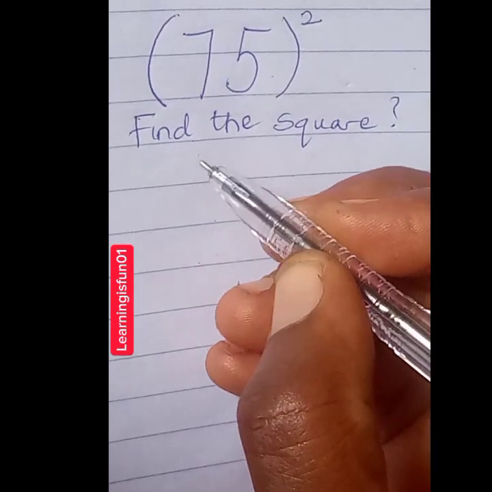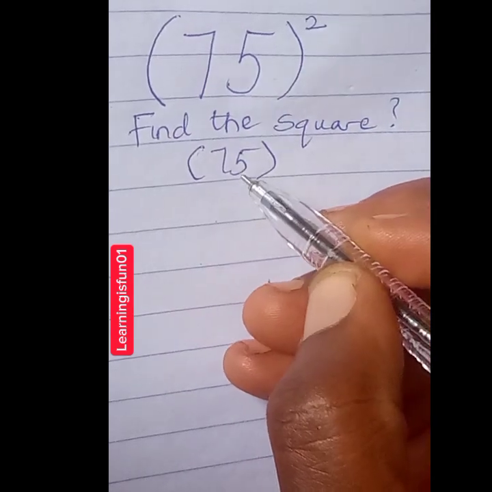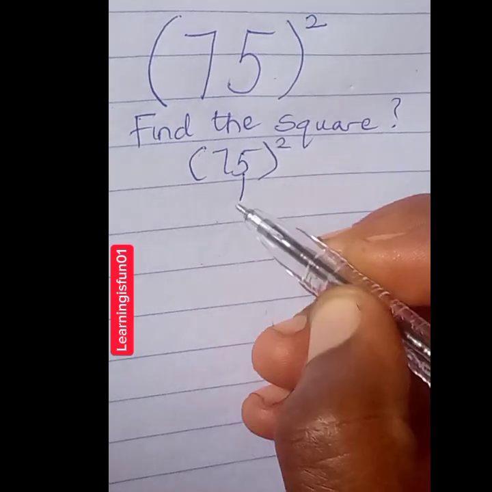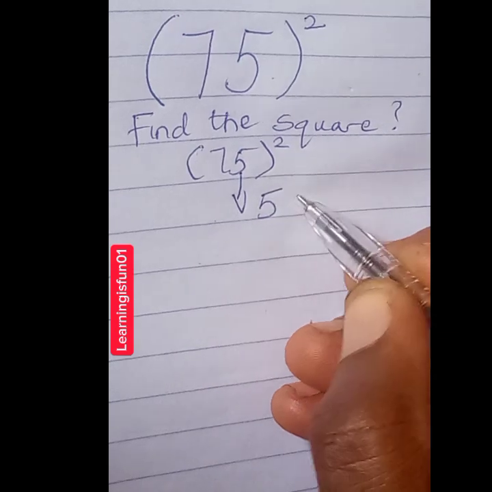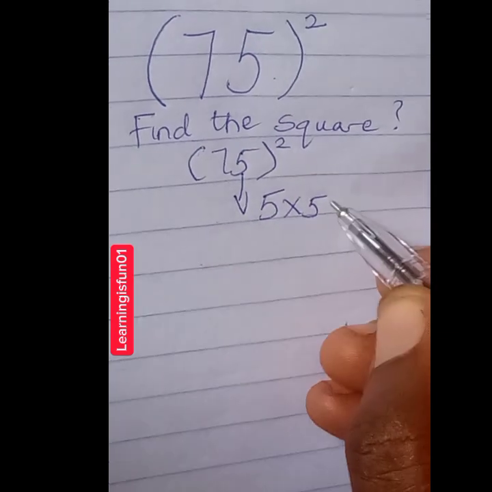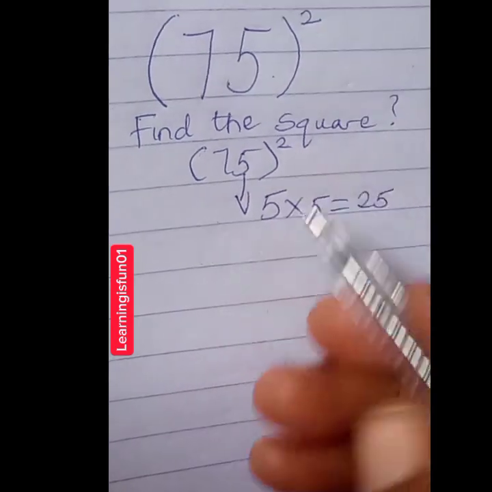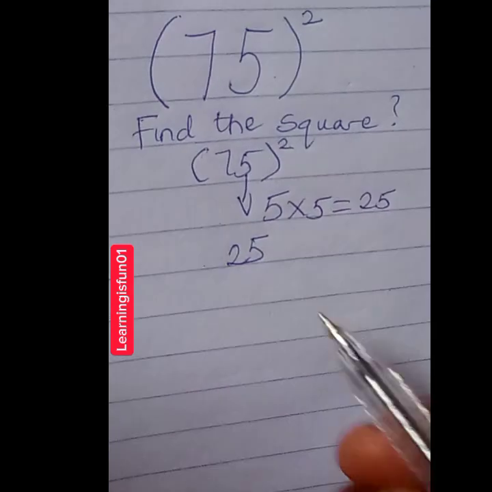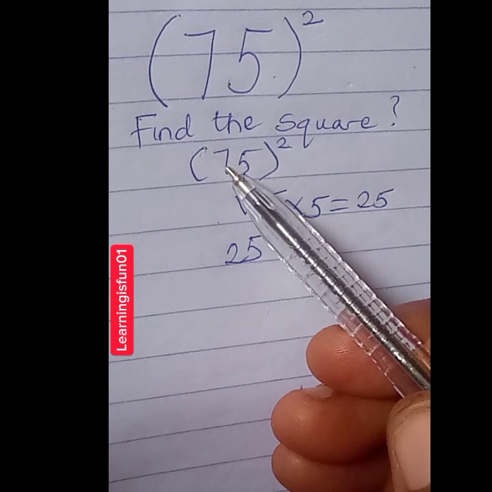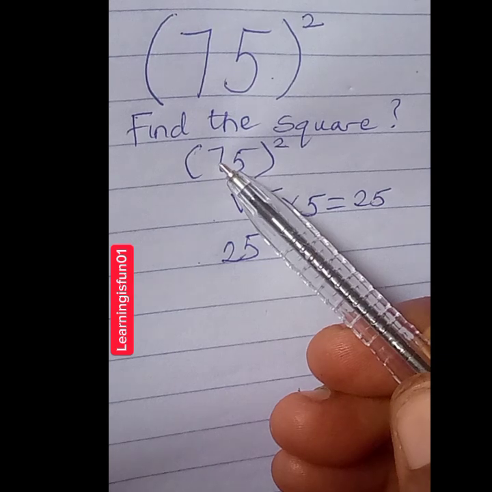So the first thing now is you shall be looking for the square of 5, which is 5 times 5 equals 25. So 5 square is going to give us 25.